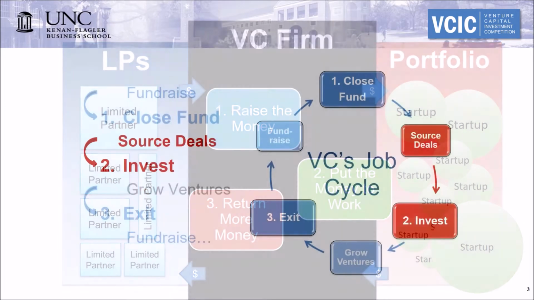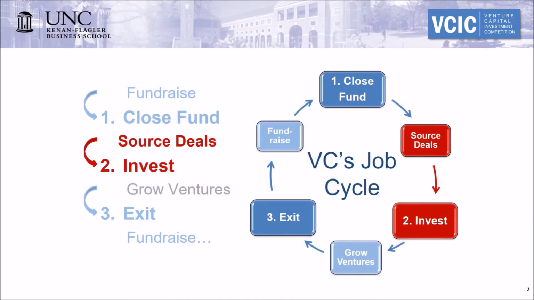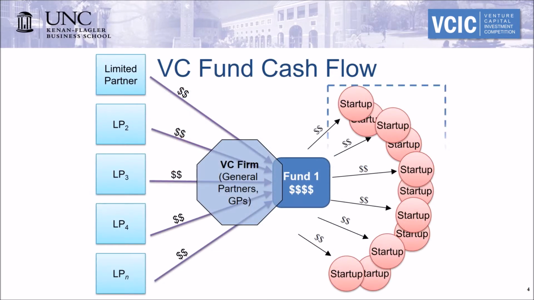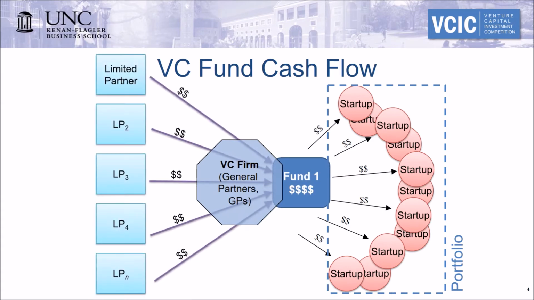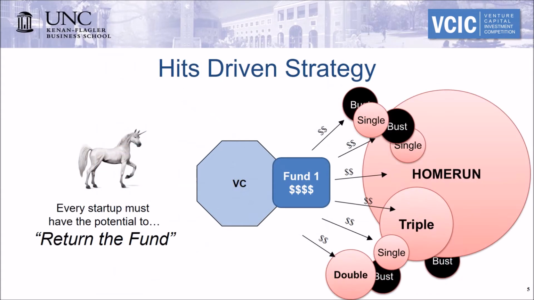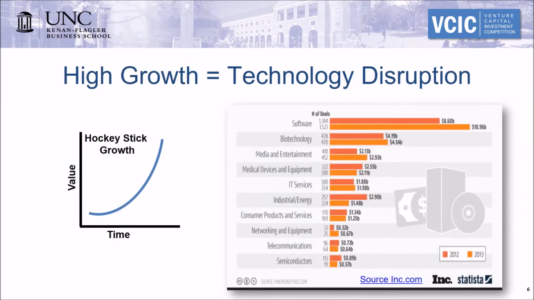However, the most common mistake I see from teams that don't win a VCIC event is failing to put this investment in context. The investment you make at VCIC will be part of a portfolio of startups. The funding comes from a fund that you raised from LPs with a specific strategy, as we discussed in the previous video about fundraising. Part of that strategy is a hits-driven thesis that requires you to invest in high-growth startups that have the potential to return the fund. To reach that level of growth, you generally need some sort of disruptive technology.